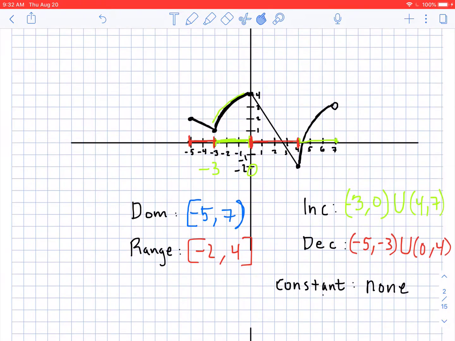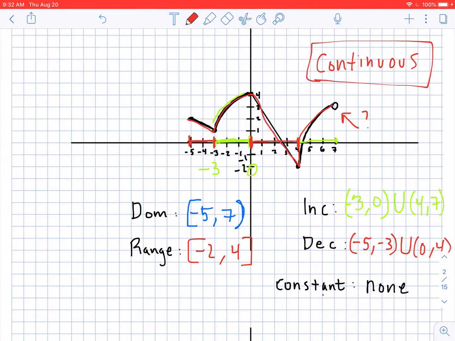The last thing I want to say is that this is a continuous function. It is continuous. If I were to start drawing this, I would never have to pick up my pencil to draw it. The only question would be, what's this closed circle? And that's not going to affect whether or not it's continuous, if that closed circle is at the end.